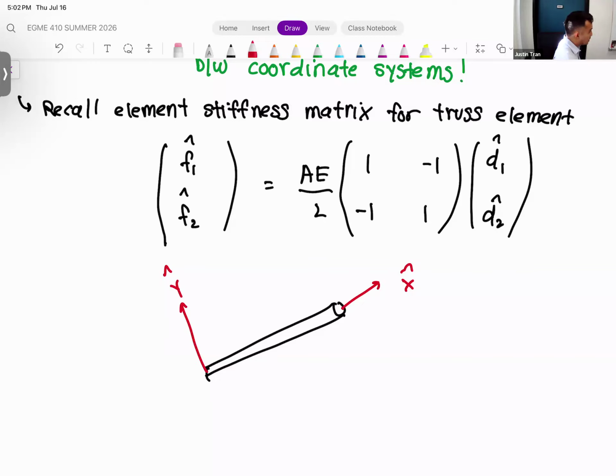In fact, we can take this a step further. If you look at this expression up here, we know that in the local coordinate system, all of the forces and all of the deformations are going to be in that x direction. So we don't have anything in the y direction, and we can revise this. Instead of F1 hat, we can have F1x hat, F2x hat, D1x hat, D2x hat, because these are all going in that local x direction.